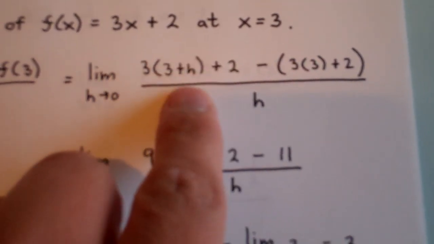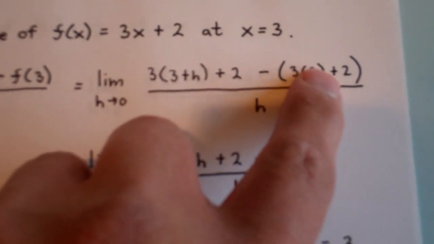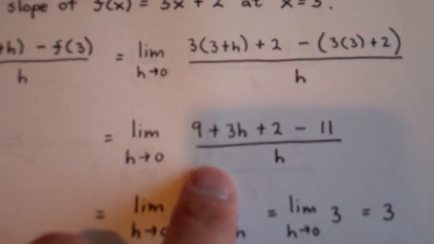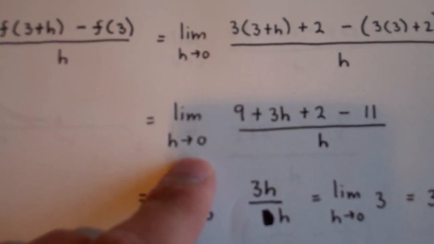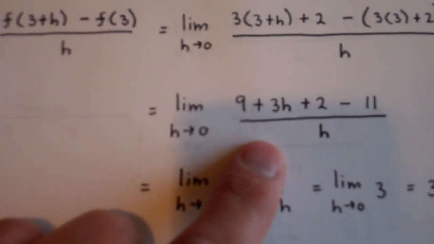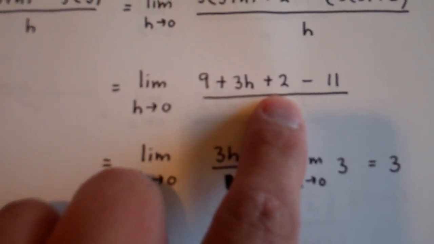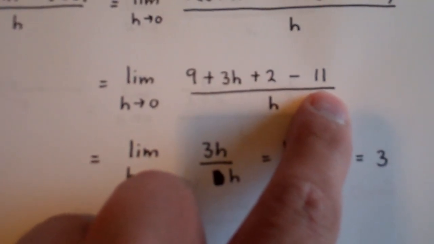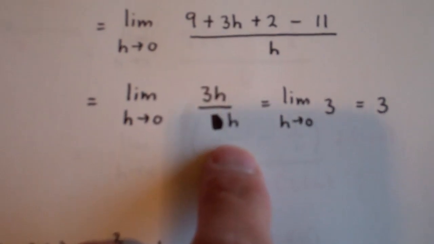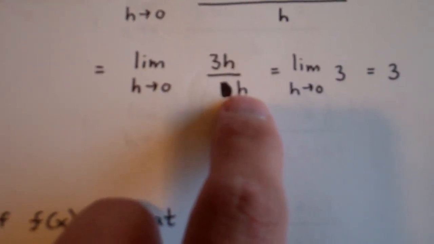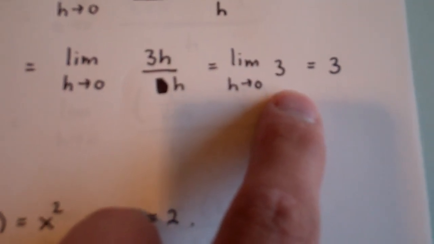And then when we do the algebra on the top, the distributive property, and this here comes out to be 11, so it's minus 11. Next line down looks like this. Limit as h goes to 0 of this fraction. And notice that we have 9 plus 2 here on the top, which is 11. Take away 11, of course, it's just 3h. And as we know from algebra, we can cancel the h's, and we end up with the limit as h goes to 0 of just 3.